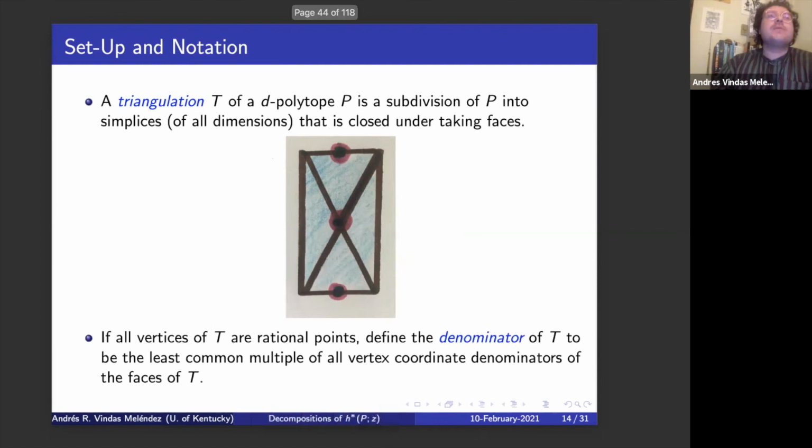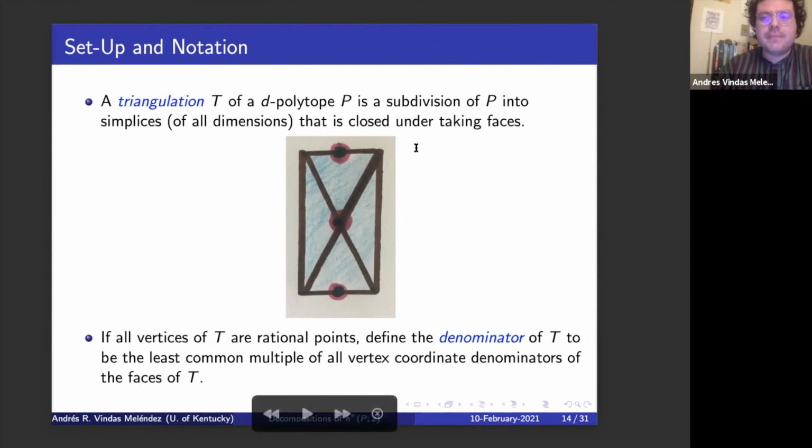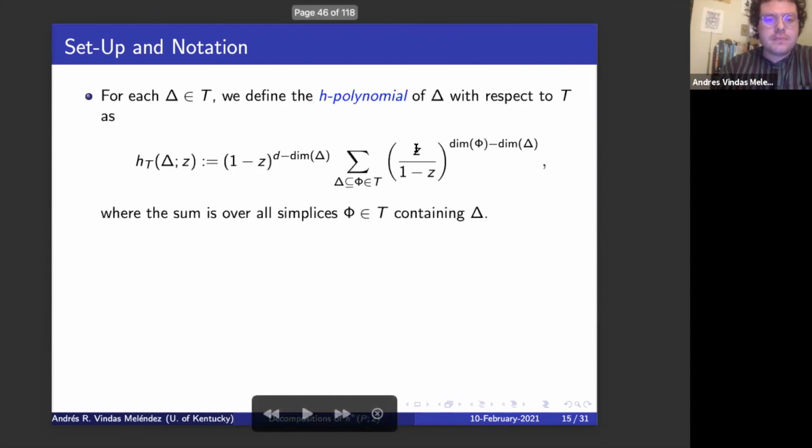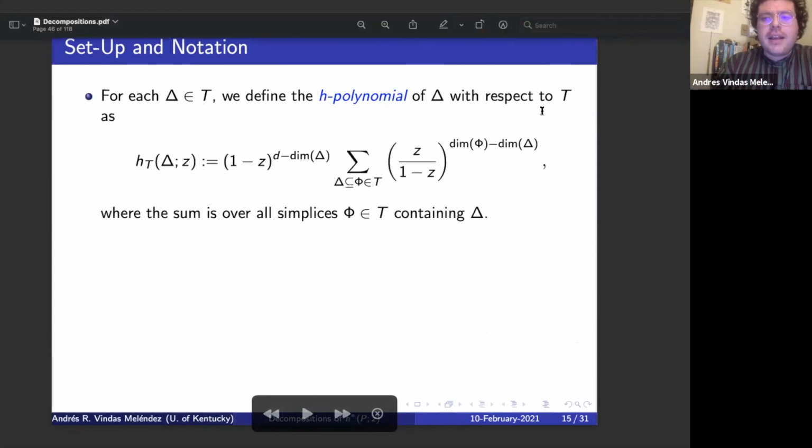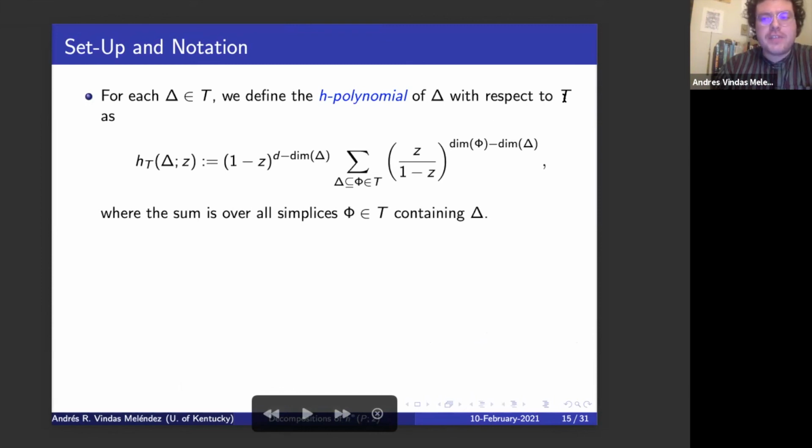Now I'm going to define the denominator of a triangulation to be the least common multiple of all vertex coordinate denominators of all faces of the triangulation. And here's an H polynomial of a simplex with respect to the triangulation.